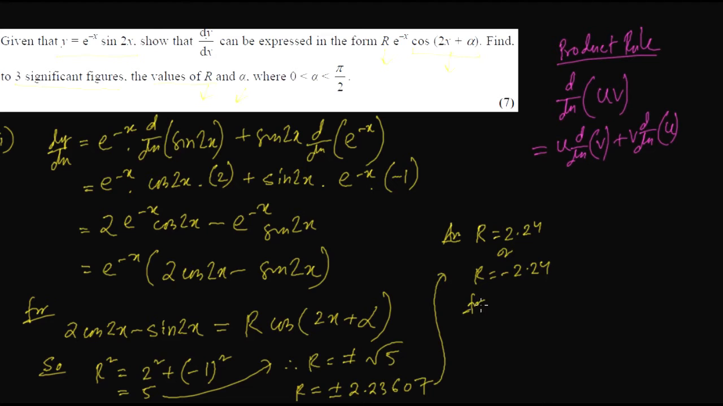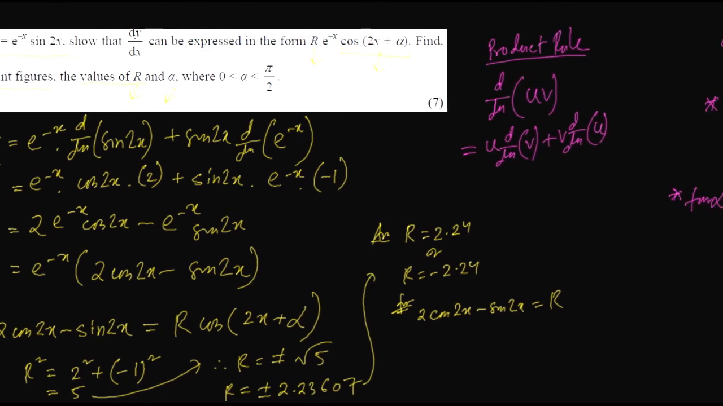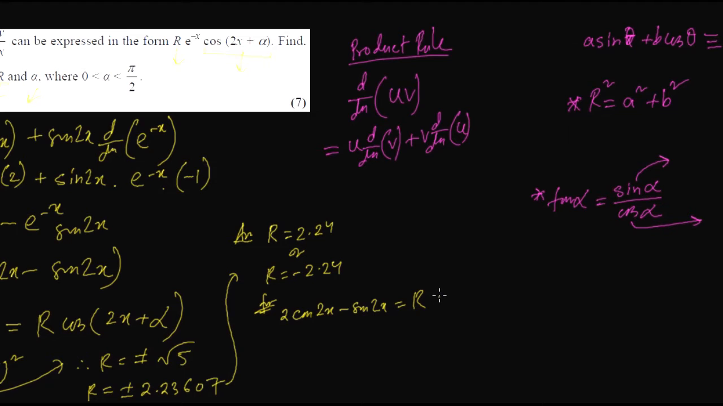For 2 cos 2x minus sine 2x equals r cos(2x plus alpha), if you break cos(2x plus alpha) as cos(a plus b), this is going to be cos 2x cos alpha minus sine 2x sine alpha, with the r multiplied. That's the formula of cos(a plus b). So let's compare now. We need tan alpha, so tan alpha is sine alpha by cos alpha.